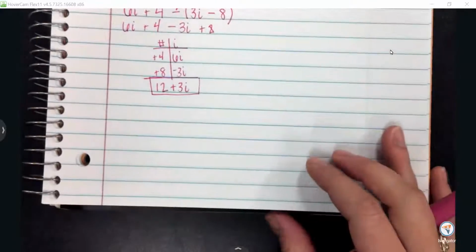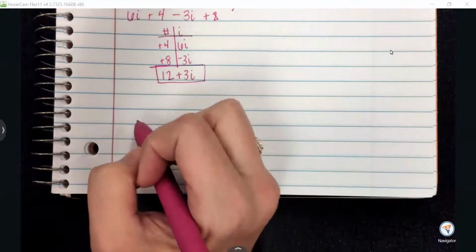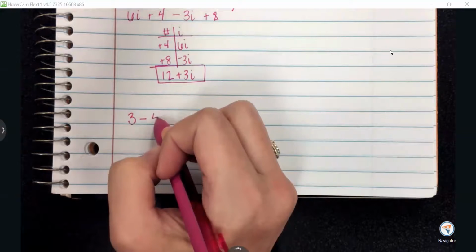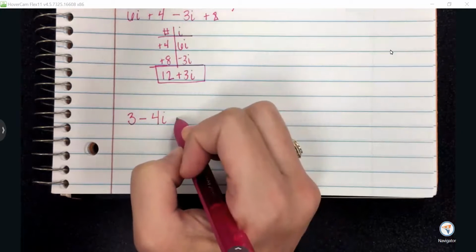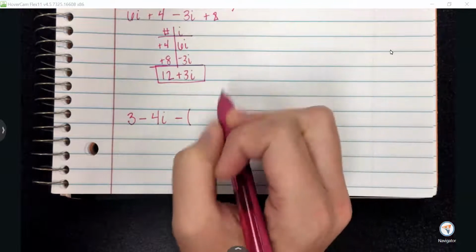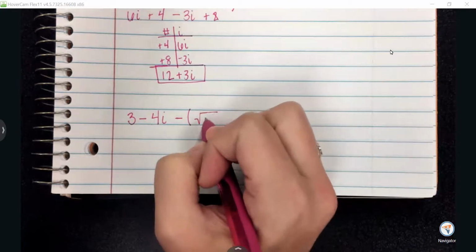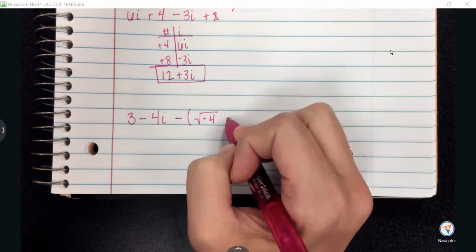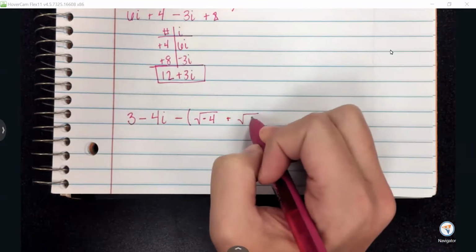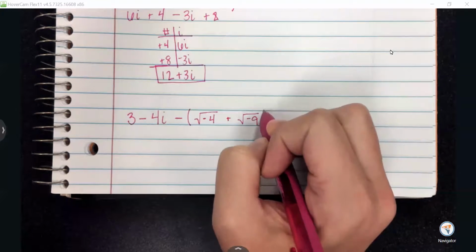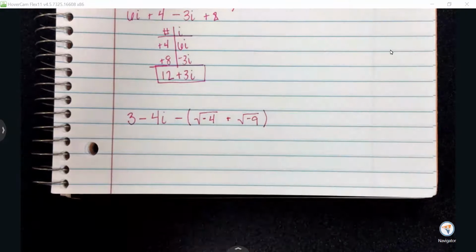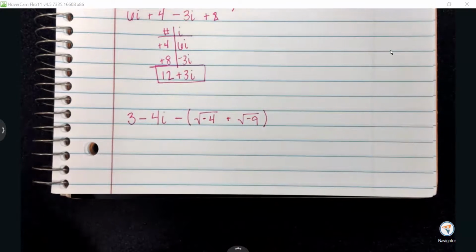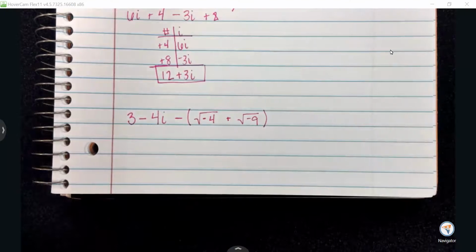Problem number 3. Ready? What if I give you 3 minus 4i minus parentheses square root of -4 plus square root of -9. Where should we start?